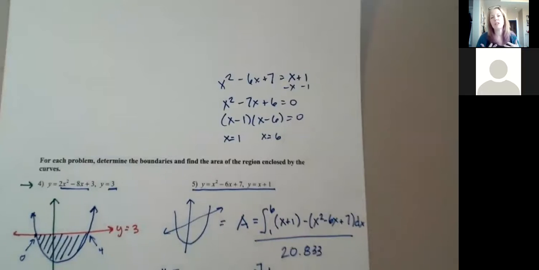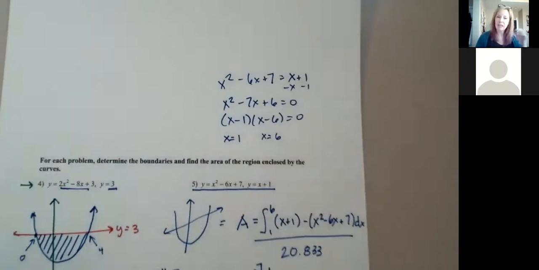Now, if you work through one of these problems and your answer is negative, what that tells you is that you've switched the order of the equations and you have put the lower function first. You can't have a negative area between two curves. It has to be positive. So in that case, don't erase all your work. You can just write out, my integral should have looked like this, and my answer should have been this positive number. So you have that option.